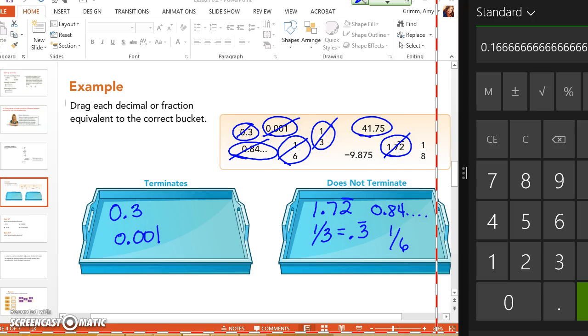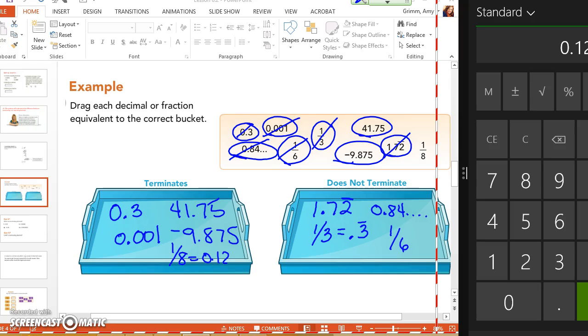All right, this one stops. It terminates. 41.75. This one stops. It terminates, so negative 9.875. And what about 1/8? It does not either. Oh, wait, are you sure? Yeah, it does. So we're going to put 1/8 over here because that's the same thing as 0.125. Any questions about just picking which box they go in? You guys understand that?